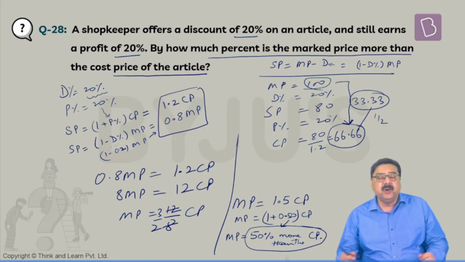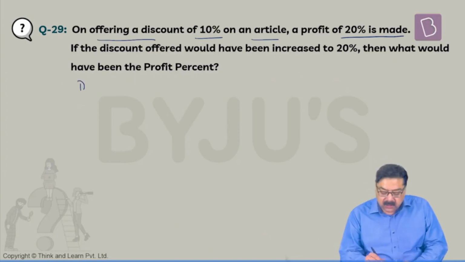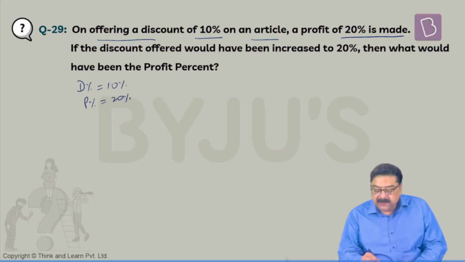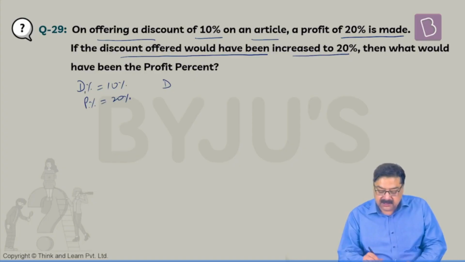So 50% more. Now, on offering a discount of 10% on an article, a profit of 20% is made. So discount percent is 10%, profit percent is 20%. If the discount offered would have increased to 20%, this is first case, this is second case, then what would have been the profit percent?